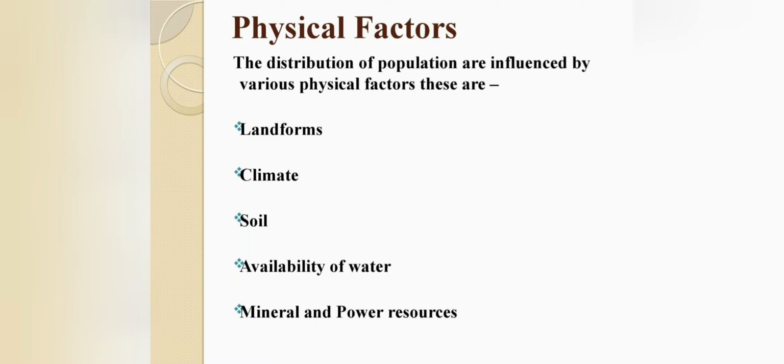Here first we have to come to the physical factors. Okay, what the name suggests, physical factors, which are actually present, which are visible. So the distribution of population is influenced by various physical factors. Various physical factors are responsible for the distribution of population. We already know that the distribution of population in the world is not even. It means the population is not evenly distributed. Somewhere a large population is there, somewhere there is a very small population. Okay, so these are the physical factors that influence the distribution of population.